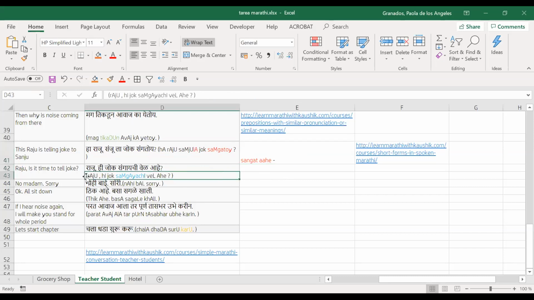Moving on next. Raju, he joke. Sangayachi bel ahe. There is a spelling mistake in my Marathi sentence. It is Sangayachi, S capital A. By mistake I wrote it differently. It should be S A. So I will rectify the lesson also. Raju, he took some time to tell jokes. Then it's time to tell jokes. And again, we're talking about this particle, like chi here.